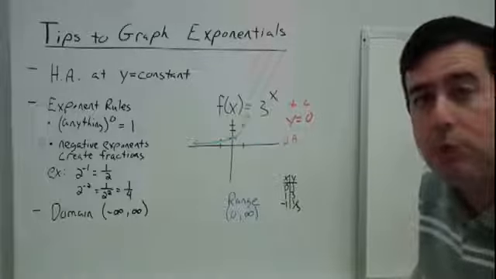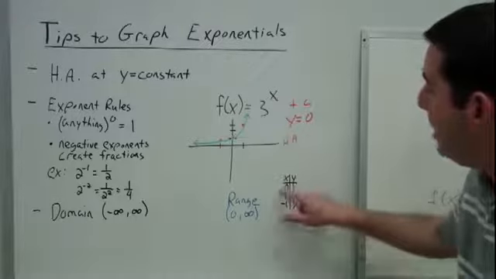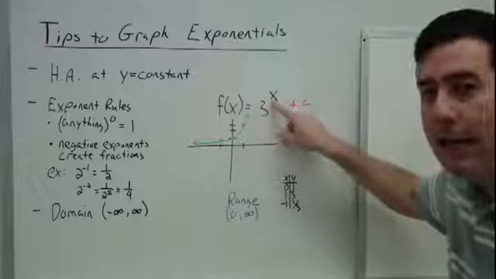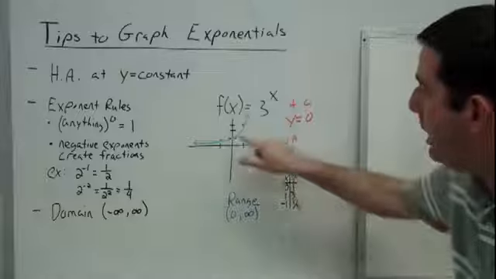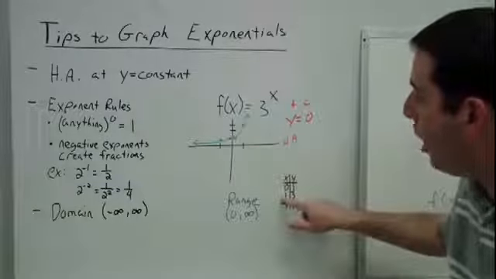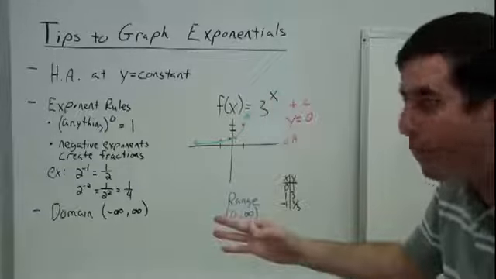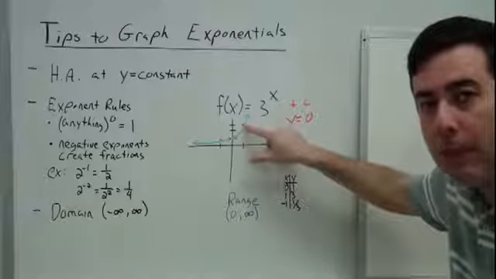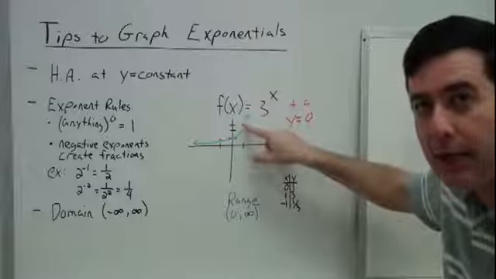Now let's just substitute some things in and see what values we get out. If I take 0 and put it in for x, 3 to the 0 power, anything to the 0 power is 1, so (0, 1) is a point part of our picture. Now if I take positive 1 and put it in, 3 to the first power would make 3. (1, 3) then is a point that is part of our picture.